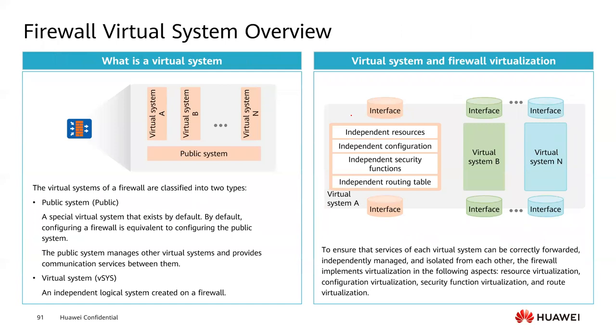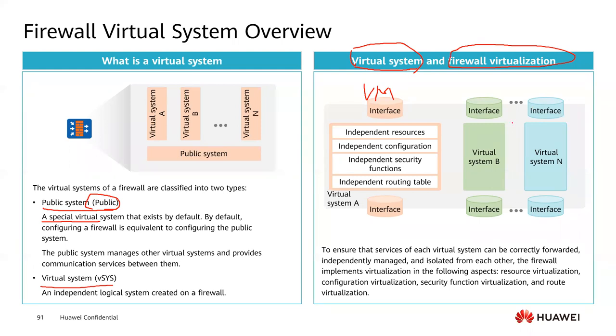So let's look at what a virtual system is. The virtual systems of the firewall are classified into two types. The first type is the public system, and the other type is the virtual system. We call it VSYS, and for the public system, we call it public. Actually, the public system exists by default. It means all the configurations you do on a firewall are on the public system. And what is virtual system and firewall virtualization? If you know what a virtual machine is, you will know that. Actually, the virtual system is the virtual firewall, right? And basically it is virtualization technology, right?